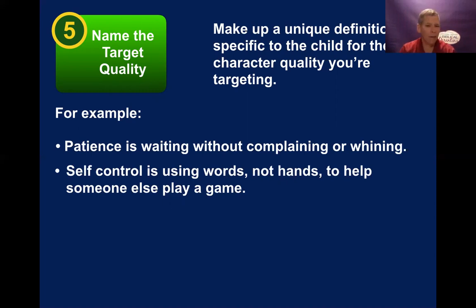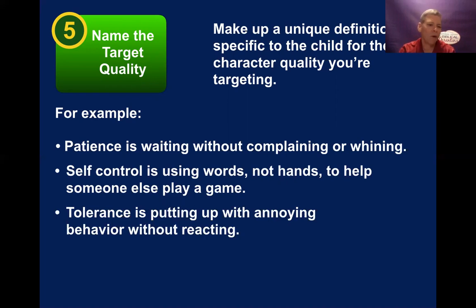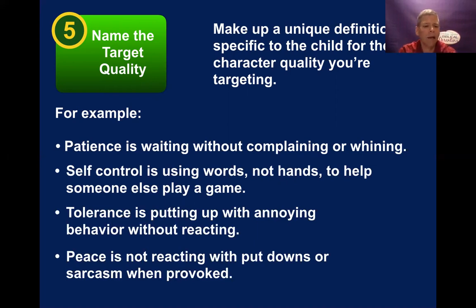You see what I'm doing, though? I'm defining the quality specific for the child that you're working with. Self-control might mean something different for another child, but for this child, that's a specific way to define it. Tolerance, you might define as putting up with annoying behavior without reacting. Or peace is not reacting with put-downs or sarcasm when provoked. That is the ability to remain at peace even when I'm challenged in that particular area.